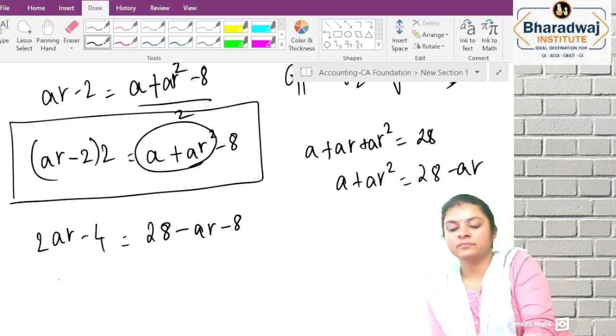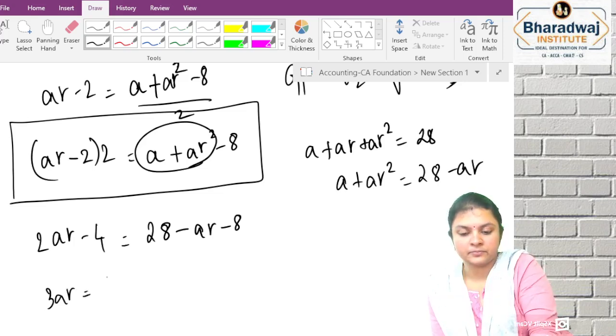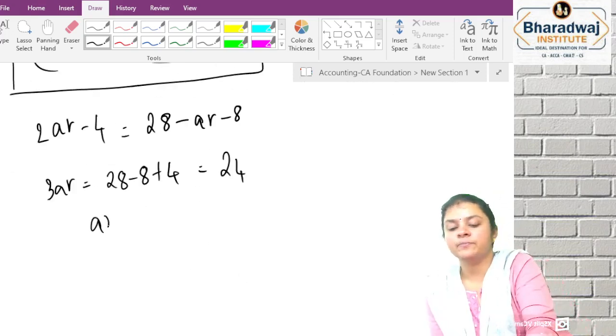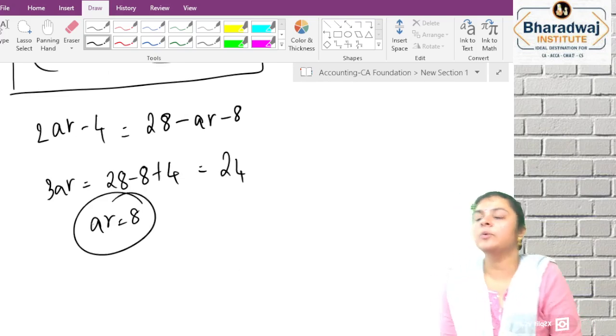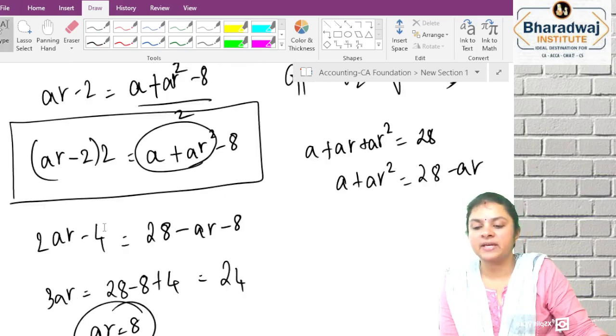Now simplify. AR, if you take it to the left side, you get 3AR is equal to 28 minus 8 plus 4, which is 20 plus 4, 24. So AR is equal to 8, which is the middle term of the GP. The middle term of the GP is 8.